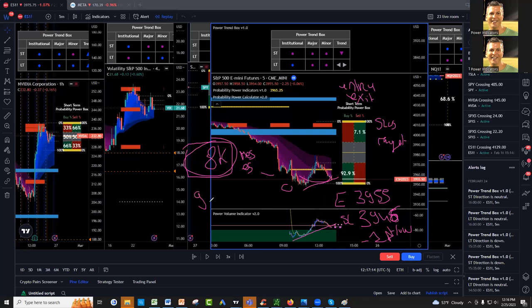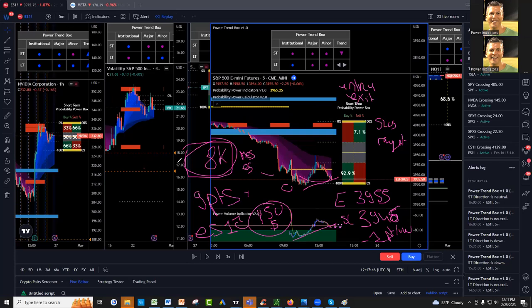I have a 9 point stop loss. If I take one ES, the minimum contract, 9 points times $50 a point, correct me if I'm wrong, that'll be $450 risk. Correct, everybody? Yes or no? Is $450 risk acceptable with everything we've discussed today?